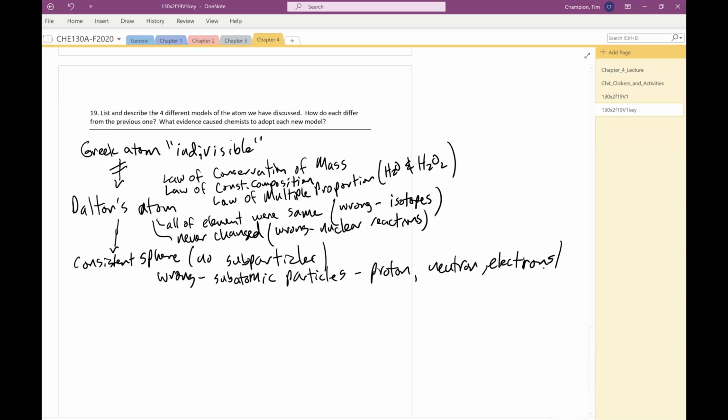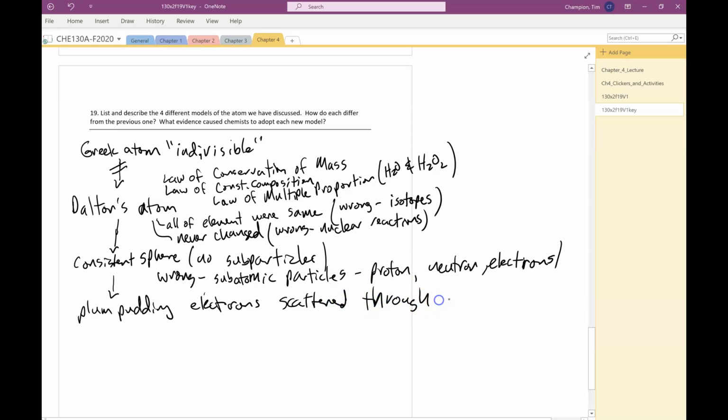So folks tried to explain that. There was something called the plum pudding atom, where electrons were scattered throughout a uniform mass. Basically you've got the protons and neutrons as the breading and the pudding, and the electrons were the plums.